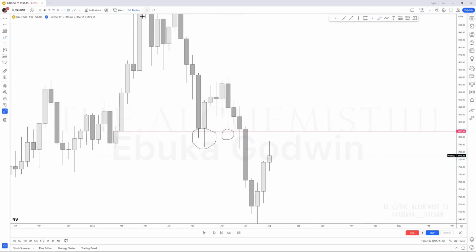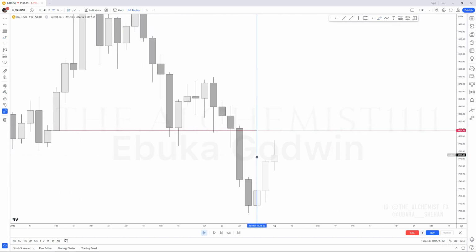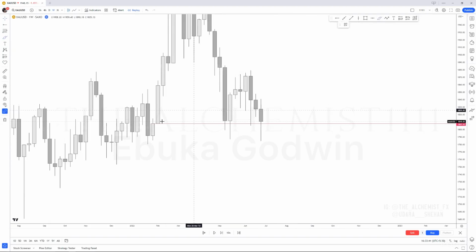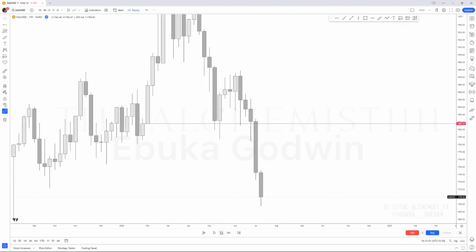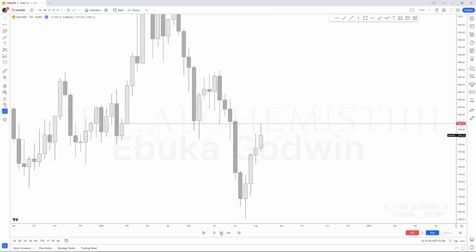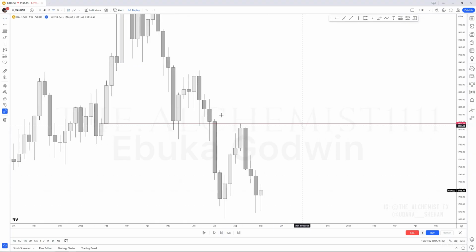So once a support is broken, at this point, if I put the replay tool here, at this current moment, this zone is a support, right? That is why the market kept closing above it. But once it's broken, it turns into a resistance, right? So what happens? There it goes, steps, and then it starts to drop. Can you see? Very, very important that you pay attention to these levels.